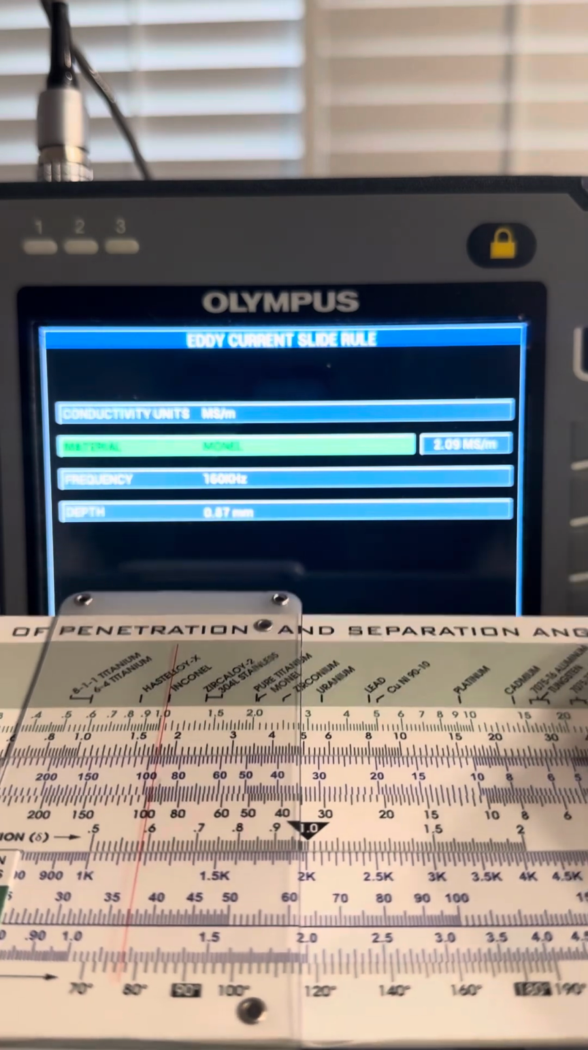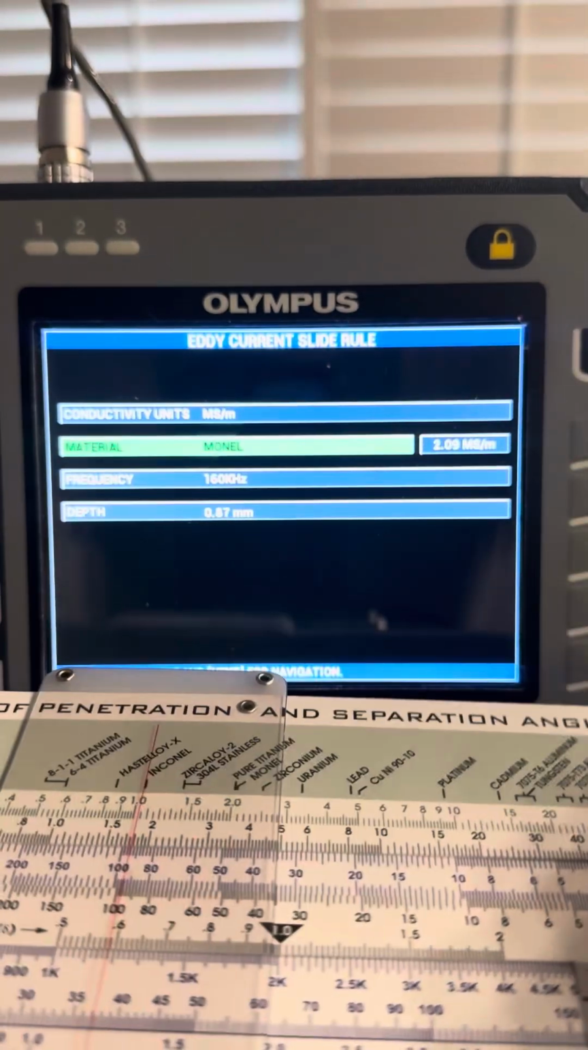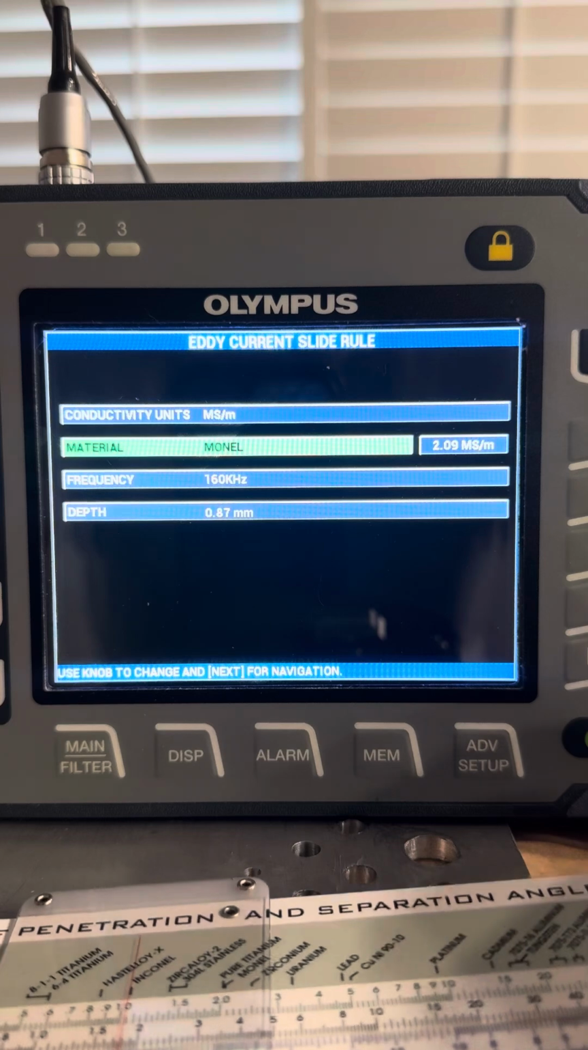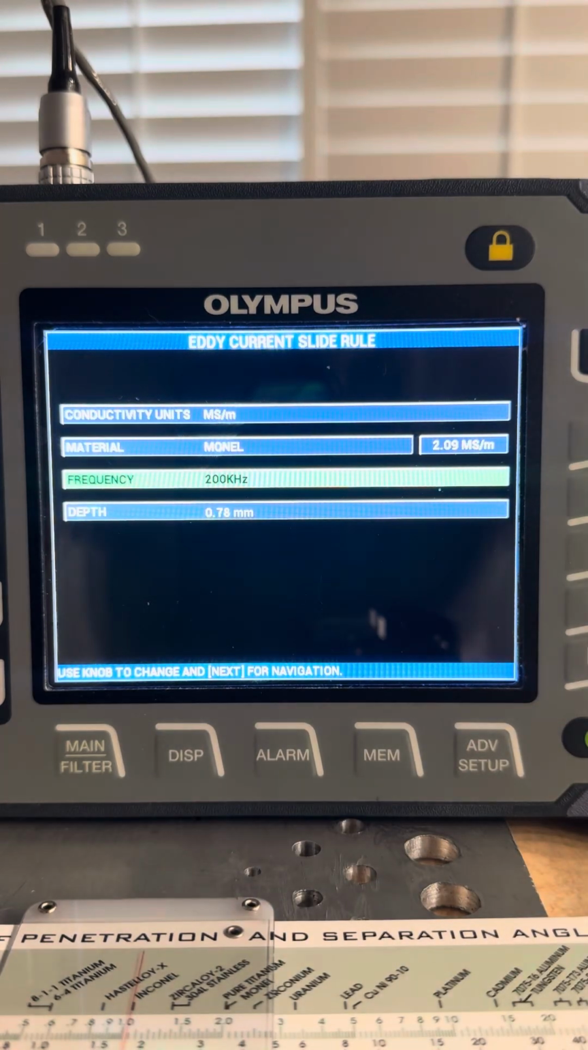Another thing is, with the 600D, it just says depth. So if you have megasiemens per meter in there and then you dial in a particular material like Monel, and then you go down and adjust the frequency to 200 kilohertz, it says depth, 0.78 millimeters.